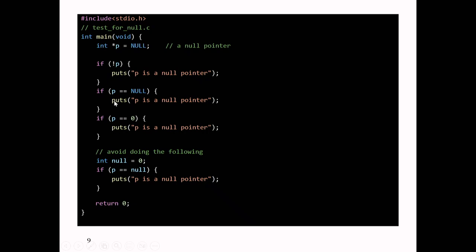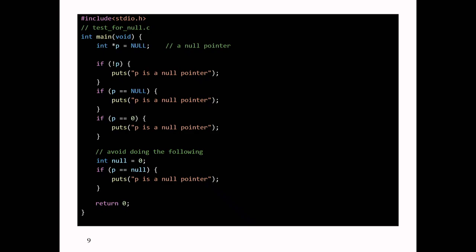So here we have all three of them. P is the null pointer. If not P, it prints out P is the null pointer. Equals NULL, and equals 0. Notice the avoid-doing-the-following section at the bottom. These three are fine, although the last one is confusing. What you're not supposed to do is define your own integer variable, called null in this case, set it to 0, and then compare the pointer to your integer variable. You should avoid doing that. If you want to do P equals 0, then use 0, don't use a variable.